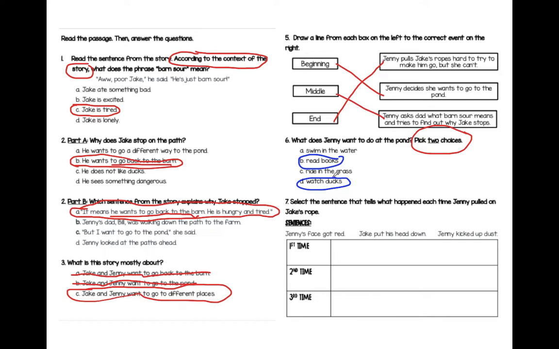Okay, now my final question. It says select a sentence that tells what happened each time Jenny pulled on Jake's rope. So we have three options. Jenny's face got red, Jake put his head down, Jenny kicked up dust. And I noticed that she pulled on his ropes three times. She pulled a first time, a second time, and a third time. So now I'm going to look in the passage to find each part that talks about when Jenny pulled on his ropes.